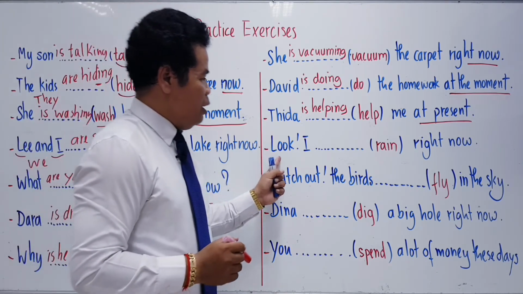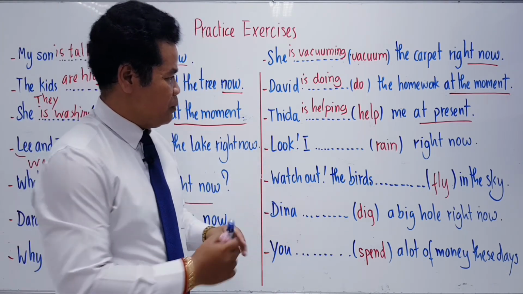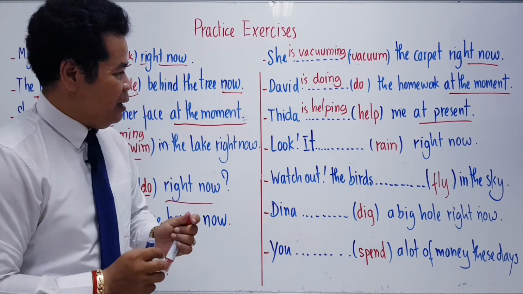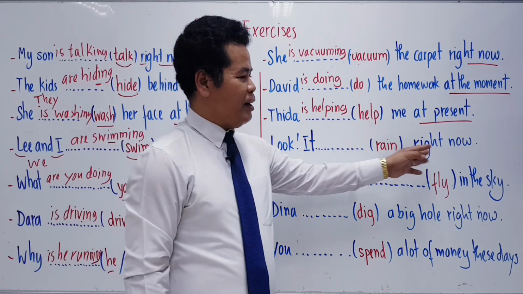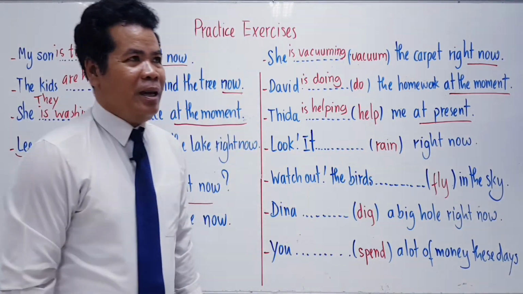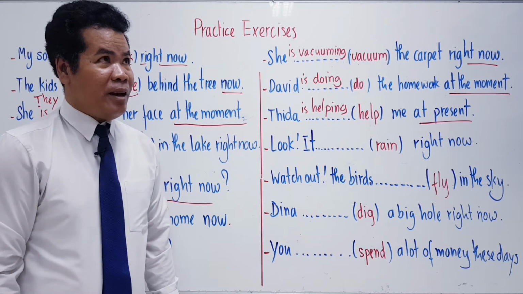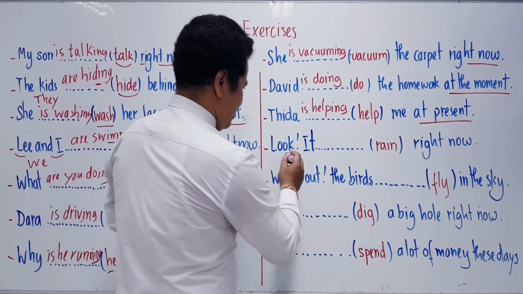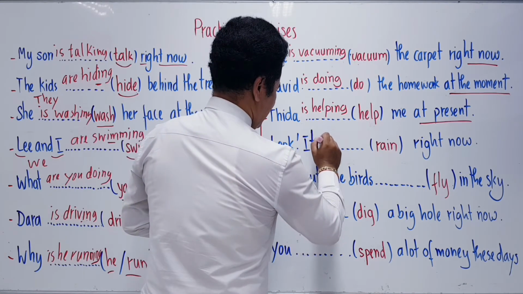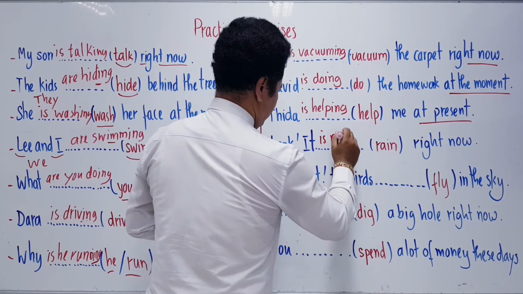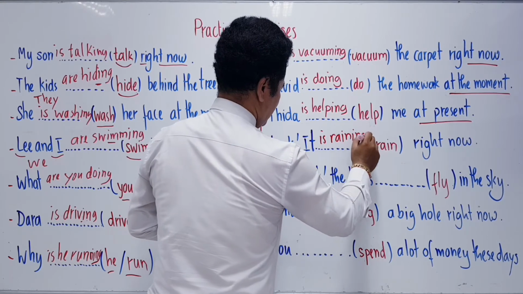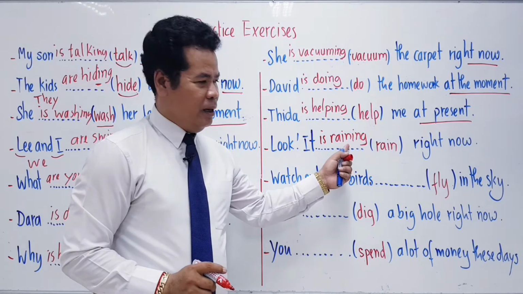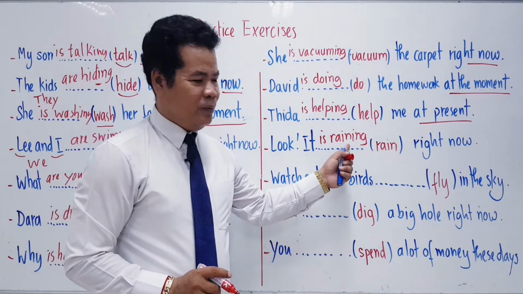Look at the other one. Look. Okay? Look. Eat and then rain right now. You cannot say, look, it rains right now. You cannot say like that. So what do you say? Look, it is raining right now. Can we double one more N here? We cannot, because it is not in the rule, you know.